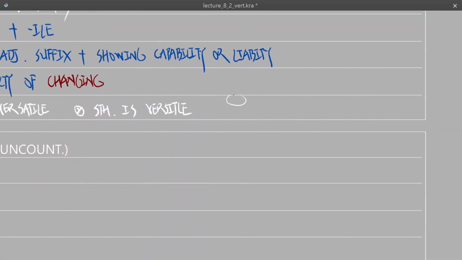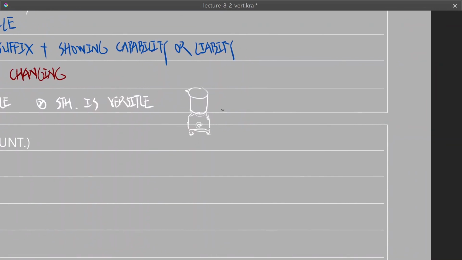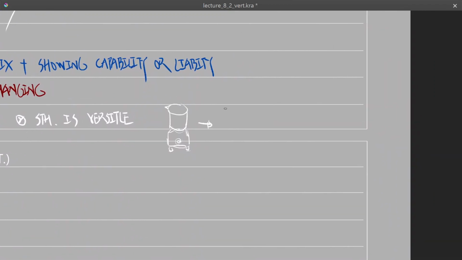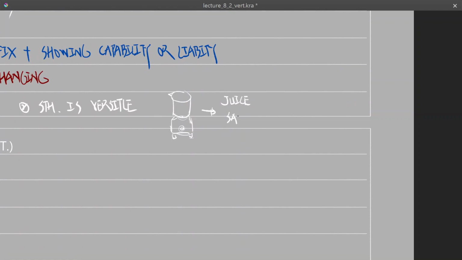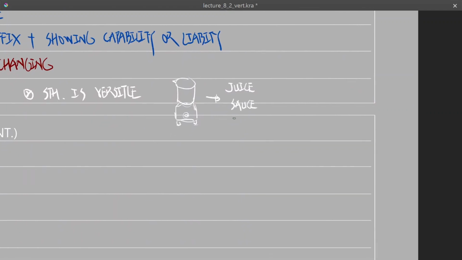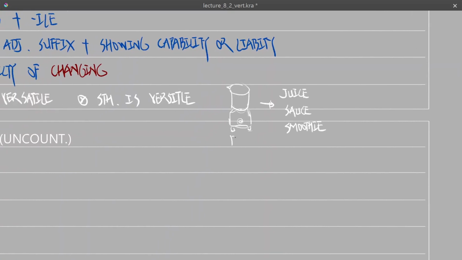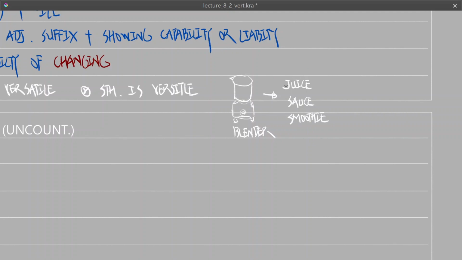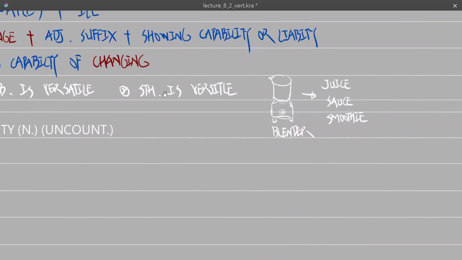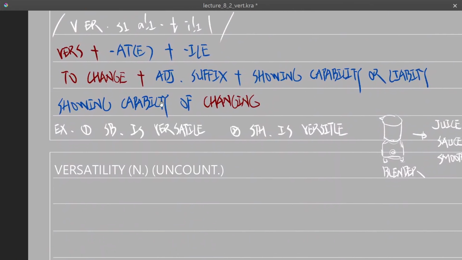You know, a blender, things like that. It has a machine down there and a button. And you can make tools, or you could also make sauce. And it could also be used to make something like a smoothie. So a blender actually has many functions or usages. So it's a versatile blender. And next we have versatility.